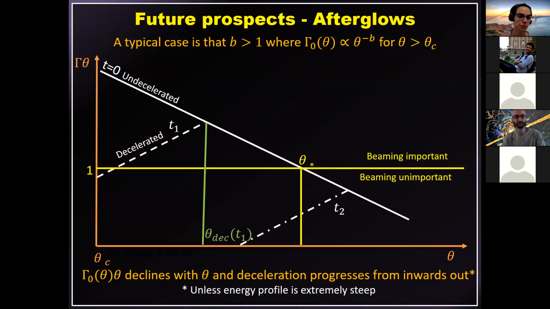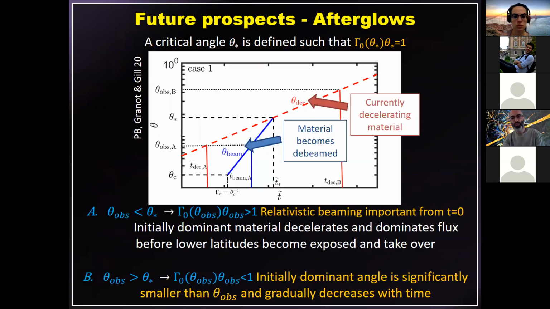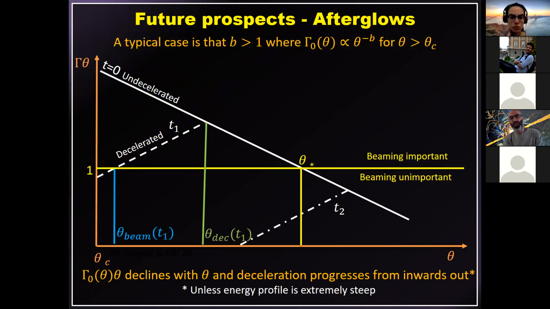We can also define another interesting angle here, which is the angle from which beaming is important. So this is theta beam. And at time t1, you see that it intersects with the Lorentz factor profile at this point. So you see that as long as we're looking at angles that are below theta star, or at times that correspond to those angles, the order between theta beam and theta dec is always going to remain the same as I drew it. But beyond that point, at t2, you will see that this order is going to be reversed. And now, already from the start, there is material that is further inside from the viewing angle from which beaming is not important, and we don't need to wait for that to happen at some late time.